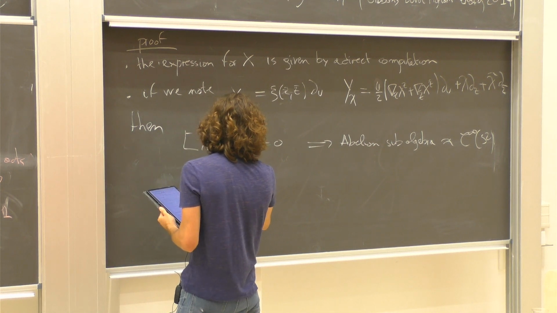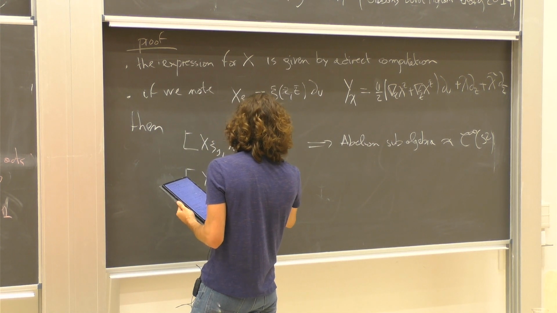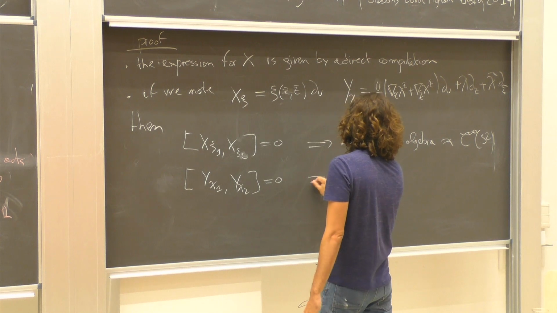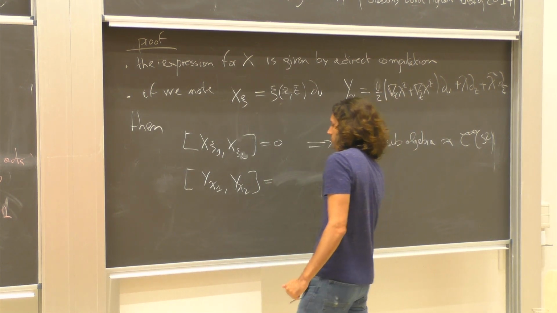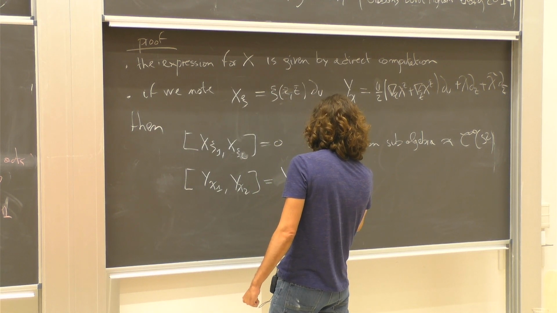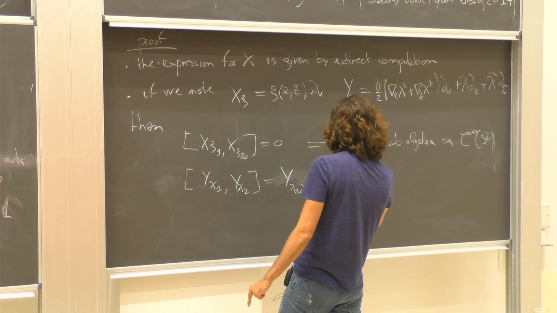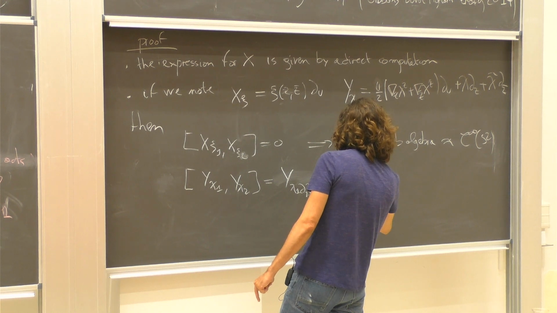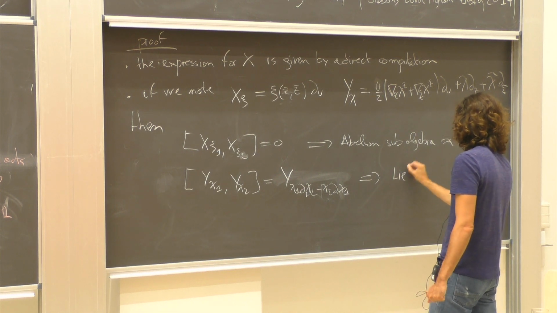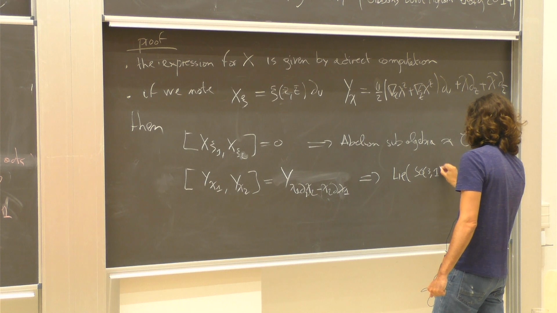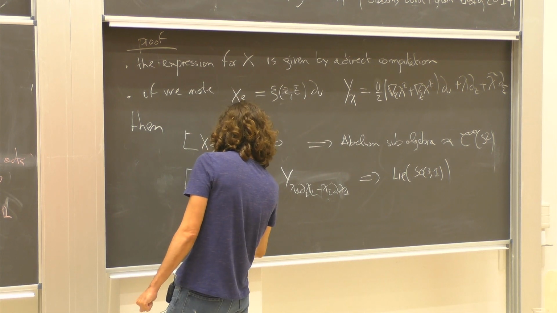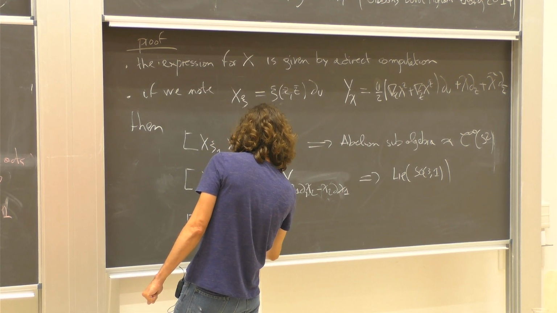The y's between themselves, this gives you y of chi1 d z chi2 minus chi2 d chi1. So you get the Lie algebra of SO(3,1). And finally, the most interesting bracket is when you act with the SO(3,1) on the supertranslation.